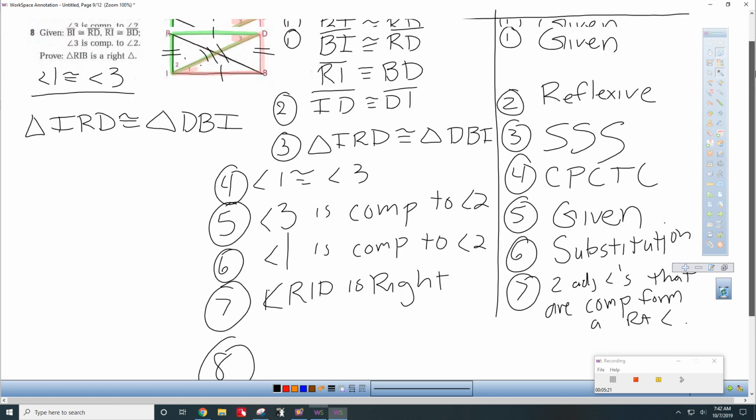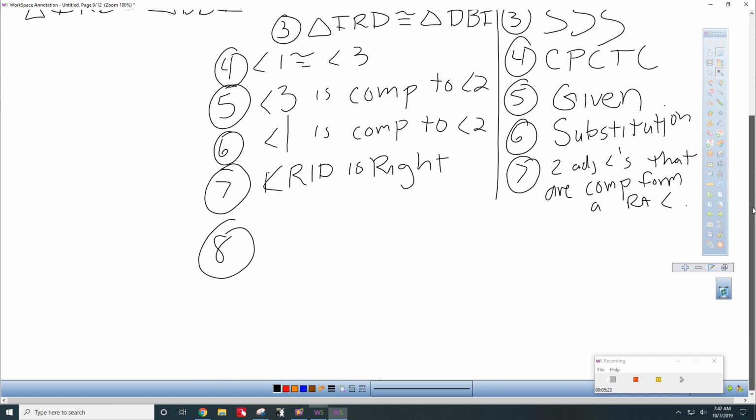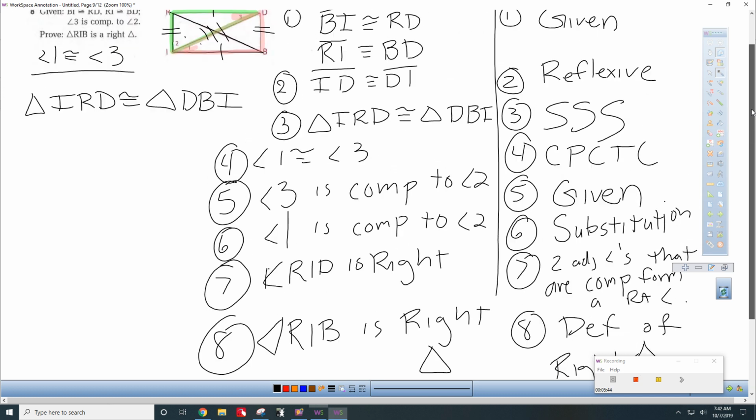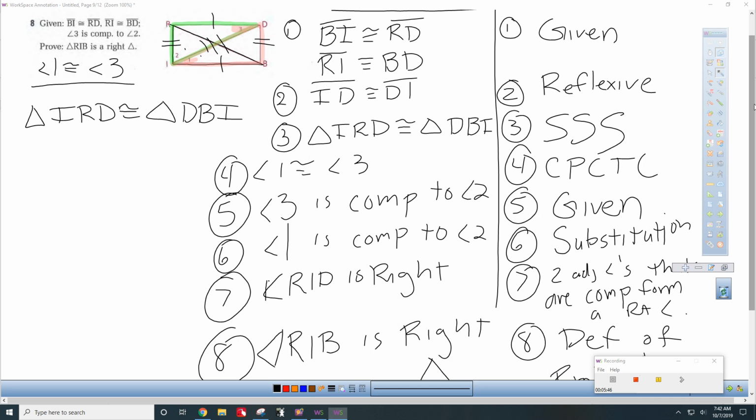And then finally, I can say that triangle RIB is a right triangle by definition of right triangle. That's a little messy, but there it all is right there. I hope that helps. Boom!